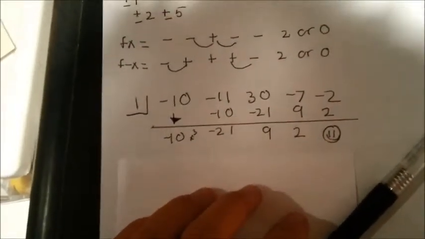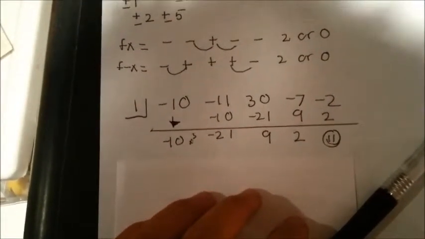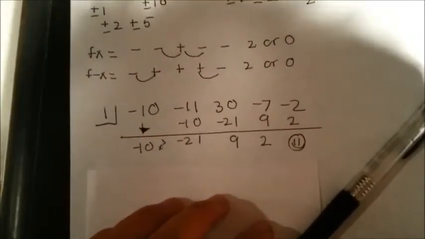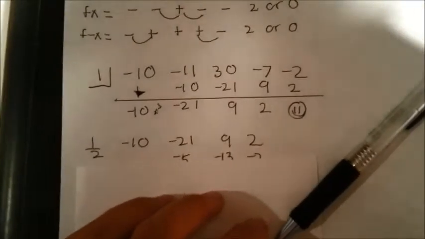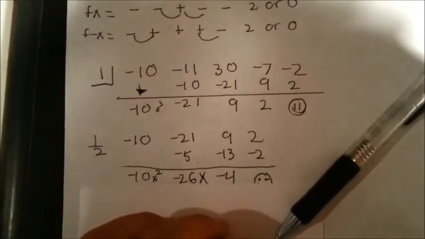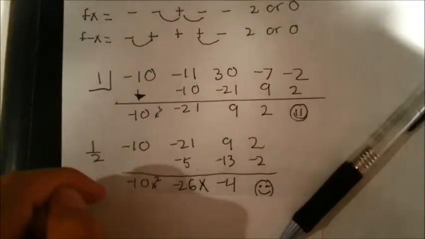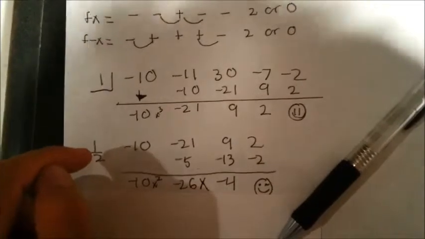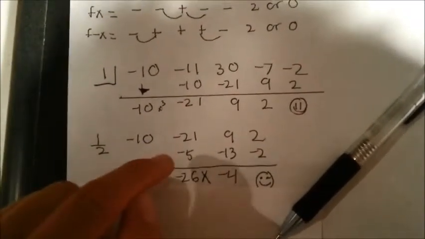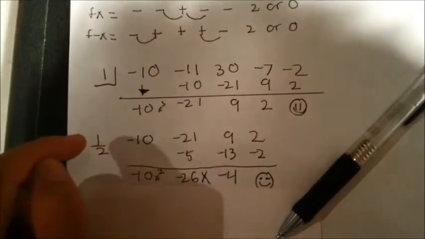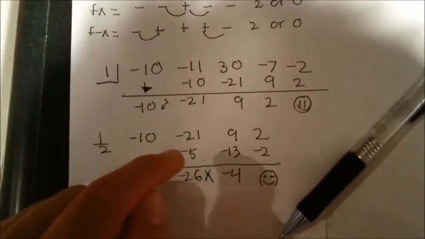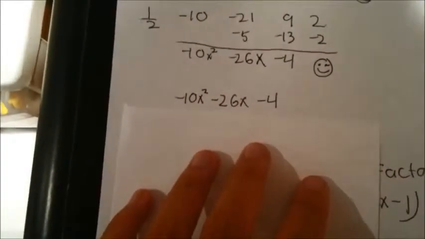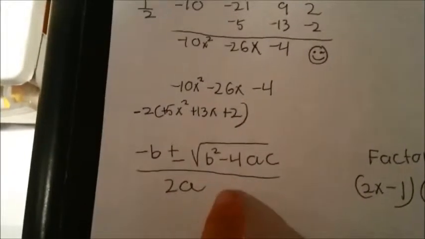in which we now have a cubic, and we are now trying to get a quadratic, so we'll take another possible rational zero, and so we'll take 1/2, we'll drop down the -10, -10 over 2 is -5, -26, multiply it, -26 over 2 is -13, combine, -4, -4 over 2 is -2, and we get another zero here. Now that we have our quadratic, we can now plug it into the quadratic formula.